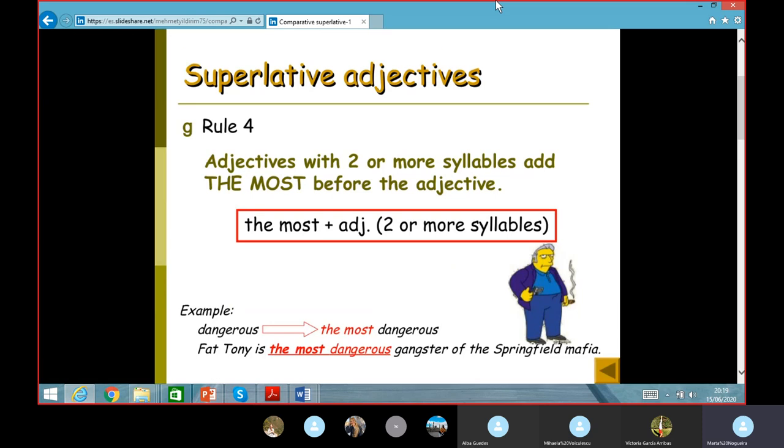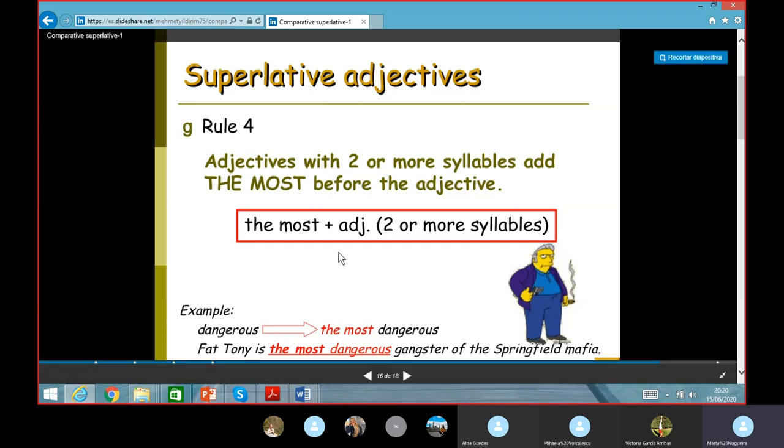And now with long adjectives, with two or more syllable adjectives, we're going to put the most, okay? The most, and I'm going to put the adjective as it is. Dejo el adjetivo tal cual. ¿Por qué? Chicos, esto es de lógica. Si el adjetivo ya es largo, si la palabra ya es larga, no le voy a añadir más cosas, porque ya sería extra larga, ¿no?